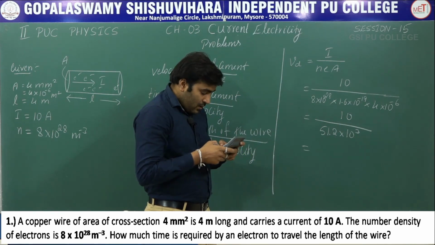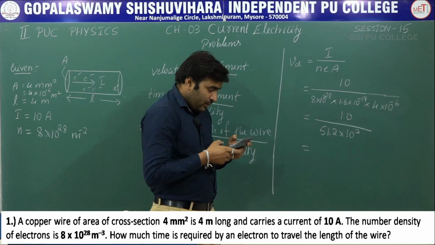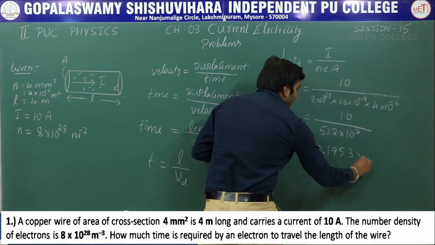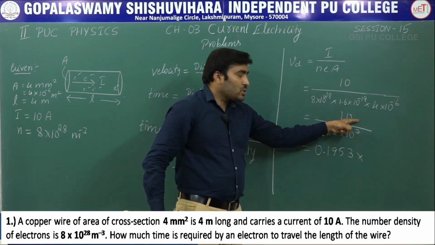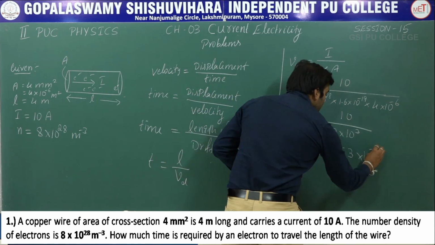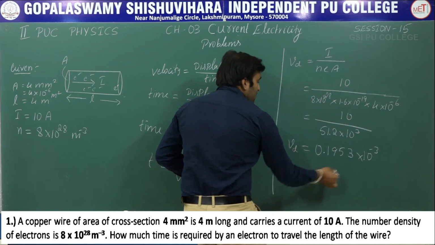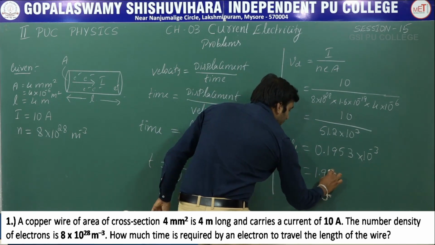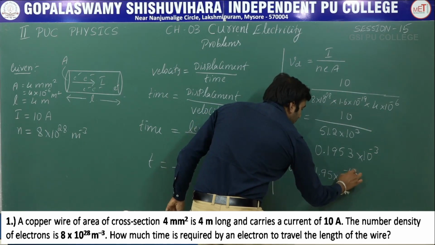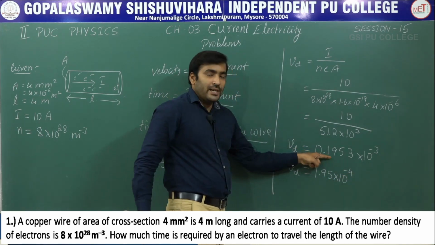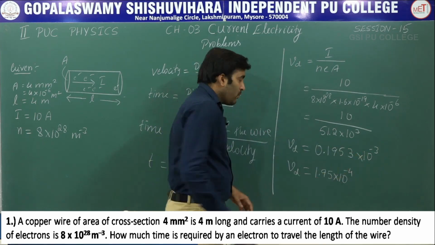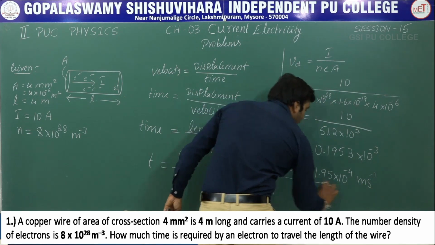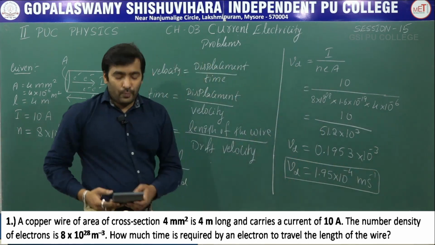10 divided by 51.2 will be 0.1953 into 10 power 3. The 10 power 3 goes to the numerator, so this becomes 10 power minus 3, and the drift velocity Vd is equal to 1.95 into 10 power minus 4. I have shifted the decimal point towards the right side, so I should decrease the power. So 1.95 into 10 power minus 4 meter per second. So we got the value of drift velocity now.